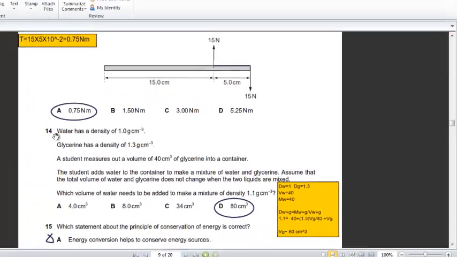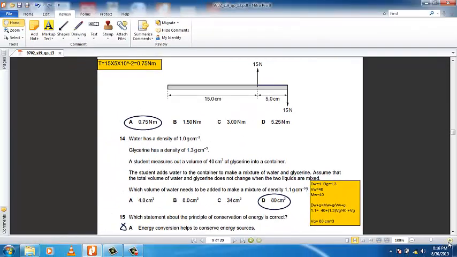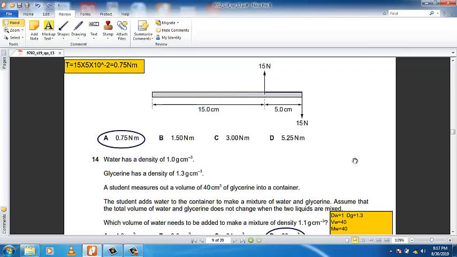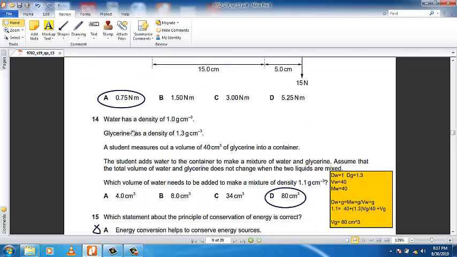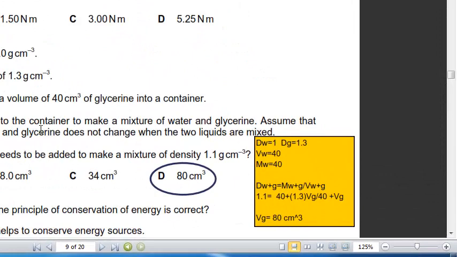Question number 14. I think I should zoom it for you because it's a bit small. Water has a density of 1 gram per centimeter cube. Glycerin has a density of 1.3 gram per centimeter cube. A student measures out a volume of 40 centimeter cube of glycerin into a container. The student adds water to the container to make a mixture of water and glycerin. Assume that the total volume of the water and glycerin does not change when the two liquids are mixed. Which volume of water needs to be added to make a mixture of density 1.1 gram per centimeter cube?